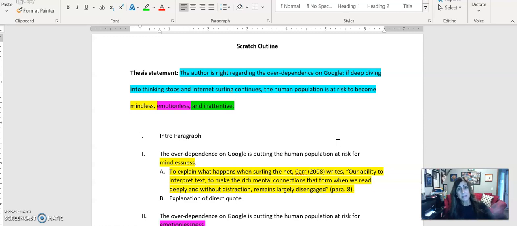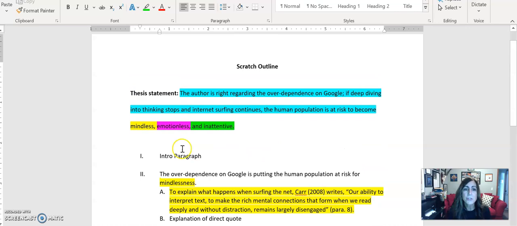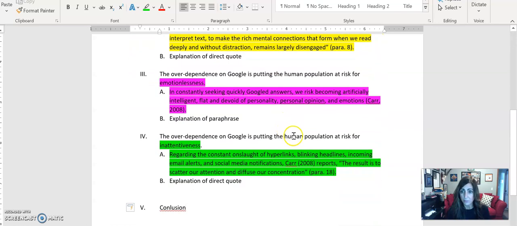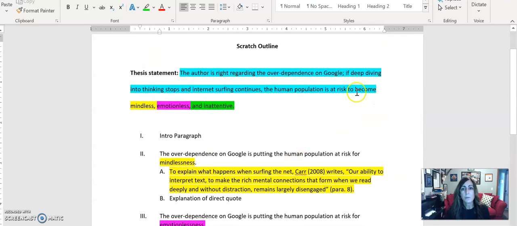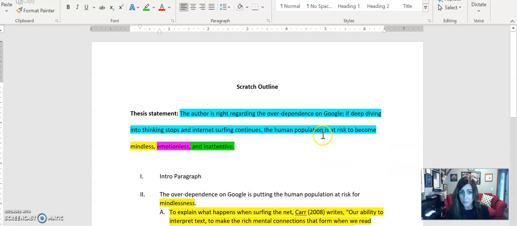Now, because I'm expanding this into a 5-paragraph essay, I'm going to add 2 more points to my essay. Remember, an essay will include your introductory paragraph, and then it will have body paragraphs, and then it will have a conclusion. In this case, each of my points listed in my thesis statement is going to correlate to a body paragraph topic. So my first body paragraph topic is going to be about how the human population is at risk to become mindless. In my scratch outline, it's going to look something like this.